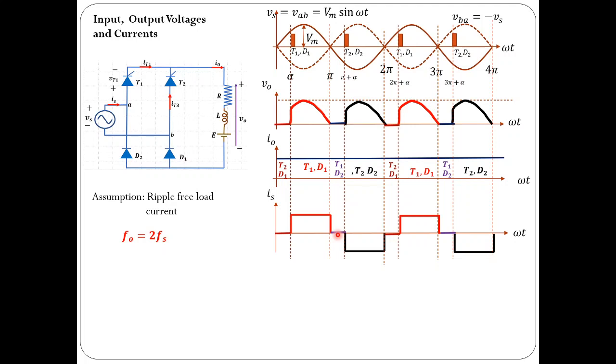So of course the average value would become 0, because the areas for the positive cycle and negative cycle are equal in magnitude and they have opposite polarity, so the net area would become 0. So the average current would become 0.